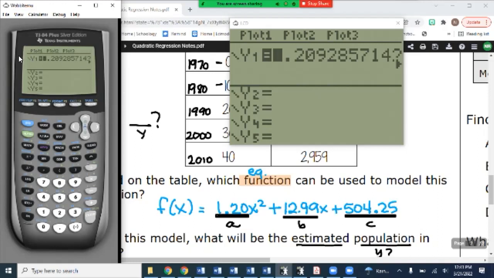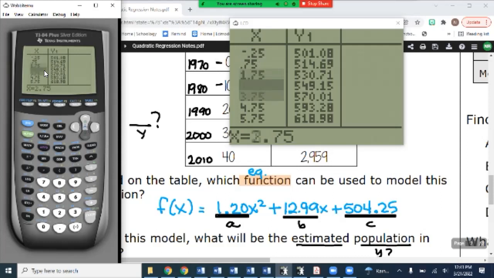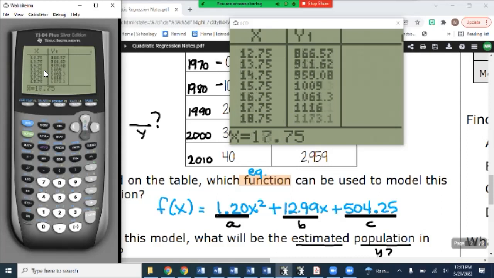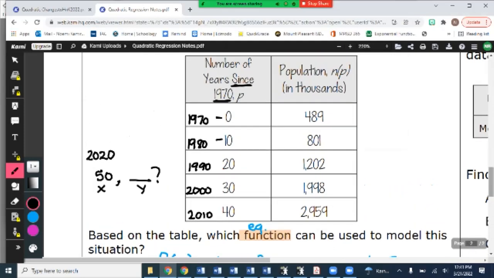Now to find the 50, I go to where? Second graph. And this is where all of my numbers are. Mine are in decimals, it's okay. So this is where all of my values are. I cannot find 50. If I scroll down, I'm going to be here forever looking for the 50. So now, Aiden, what is the fastest way to get to that 50? To jump straight to the 50.